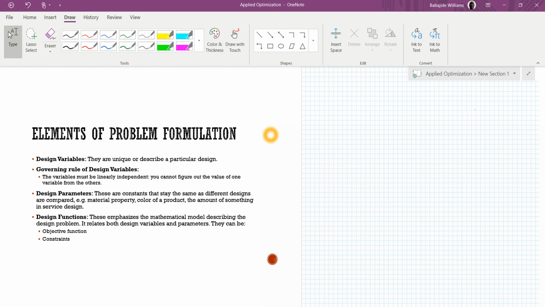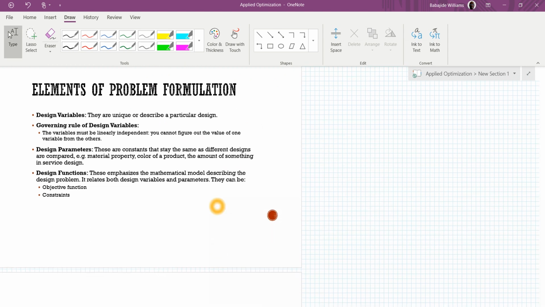Okay. Let's look at elements of problem formulation. One, design variables. This is very important. Design variables are unique or describe a particular design. I like the word particular, because it's unique to a particular design. For example, if I ask you to tell me the radius of a can that will maximize or minimize the cost of producing it.